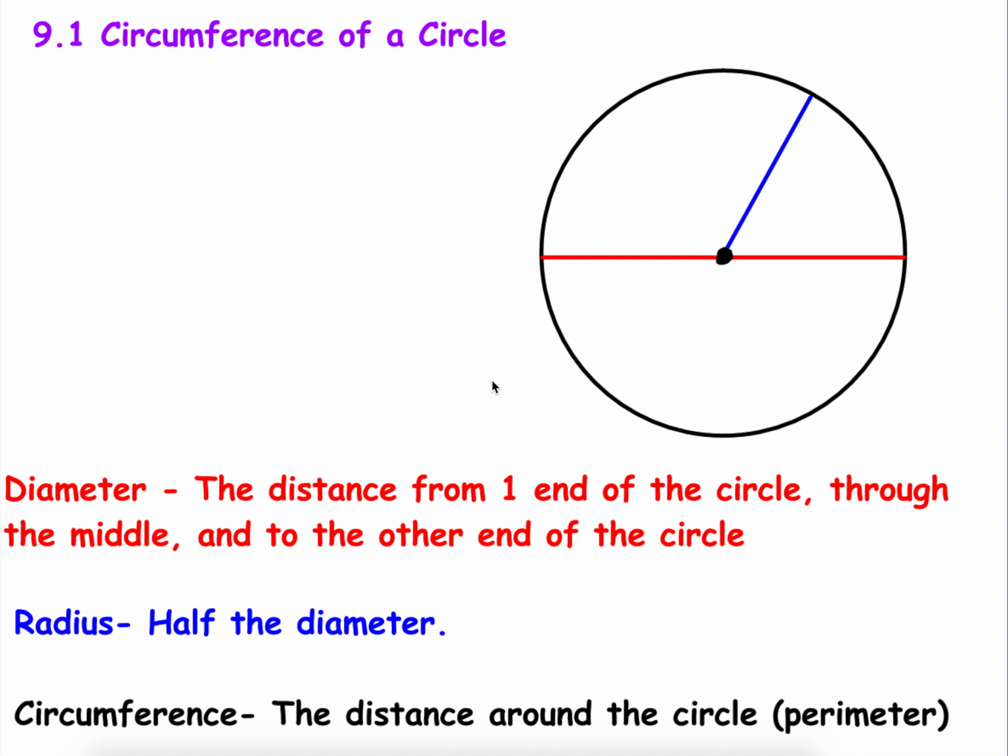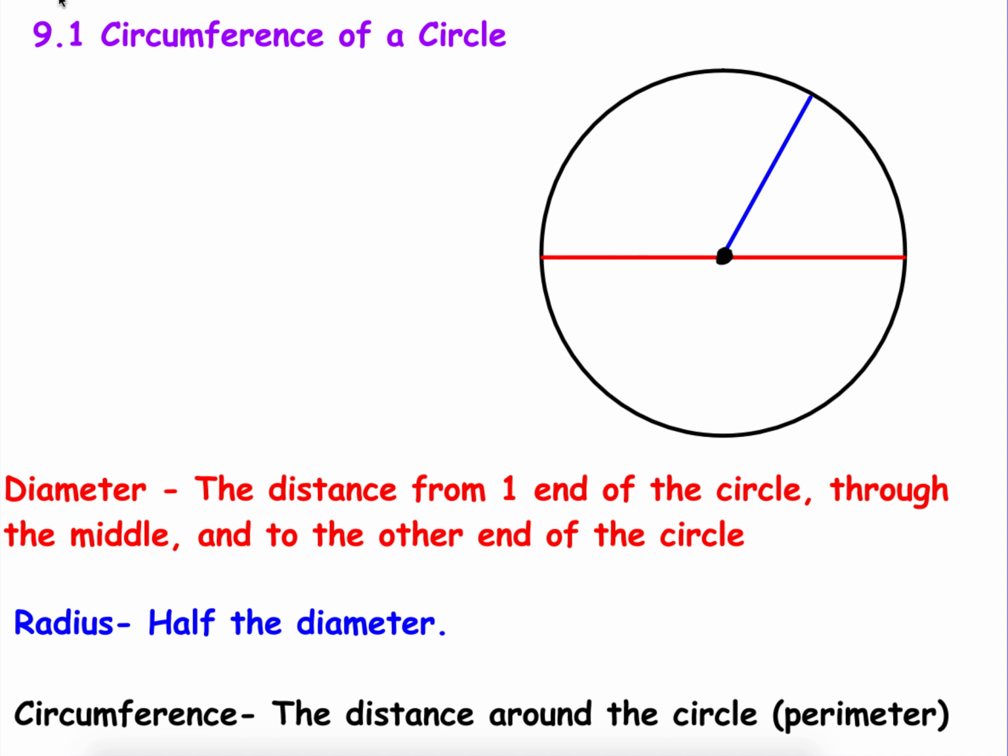Okay, so diameter is an important one, and it has to do with the circle, and it is a distance from one end of the circle all the way to the other end of the circle, but it has to go through the middle. Okay, so this is an example of a diameter right here. It has to go through the middle. That's the big part about it.